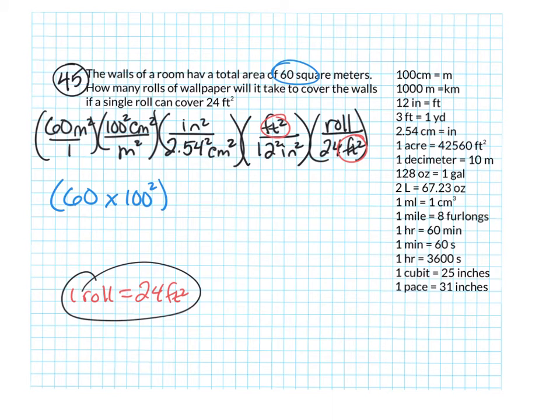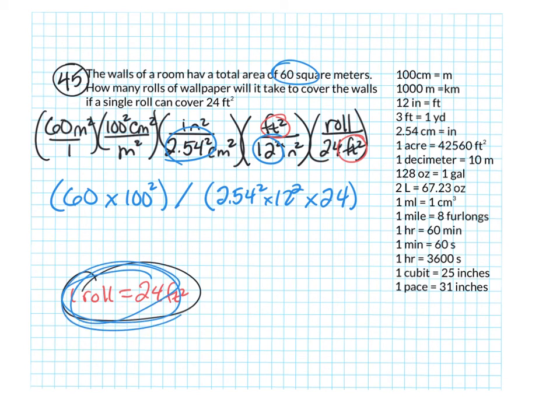So there's the numerator in parentheses. Divide by everything in the denominator in parentheses, which would be 2.54 squared. It's here. Times 12 squared. That's here. Times 24. And again, I don't need to square the 24 because when I looked at my conversion over here, someone had already done all the math, and so they've already done the work for me. And then when I do all this, I get 26.9 rolls of wallpaper.